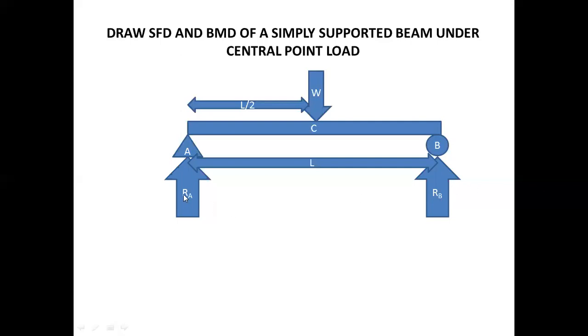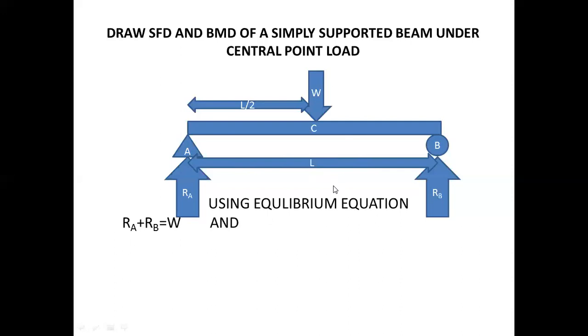This system of forces is a non-concurrent force system, and for a non-concurrent force system, we have three equations: summation Fx equal to 0, summation Fy equal to 0, and summation of moment about any point equal to 0. To find RA and RB, I am using the equilibrium equations. Number one equation is summation of Fy. RA is upward, RB is upward, and W is downward. So RA plus RB is equal to W.